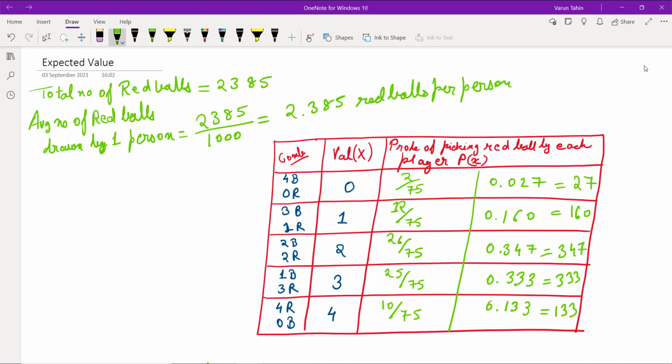The expected value, by definition, is an anticipated value for an investment at some point in the future. Our investment is based upon the red ball count, and the expected value is calculated as such. It is calculated by multiplying each of the possible outcomes by the likelihood that each outcome will occur, and then summing all of those values. So it will be something like x1 into probability of x equal to x1, plus x2 into probability of x equal to x2, plus and so on up to xn into probability of x equal to xn.